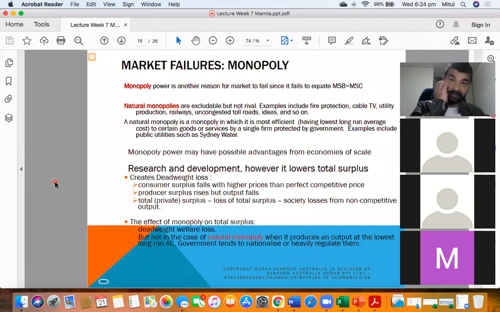Now, next topic is monopoly. We already discussed the monopoly. Monopoly is another reason that there will be market failure. So this says here, monopoly power is another reason for market failure since it fails to equate the marginal social benefit equal to marginal social cost.